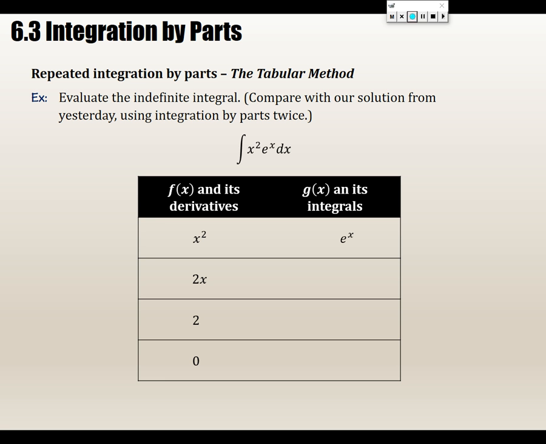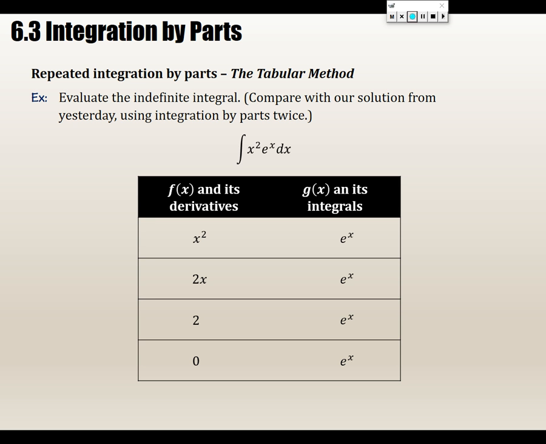What's wrong? No, it's not okay. Leave the column heading for g of x. And it's integrals. We're going to integrate this. Okay, fine. You win this time. All right, its integrals are easy.